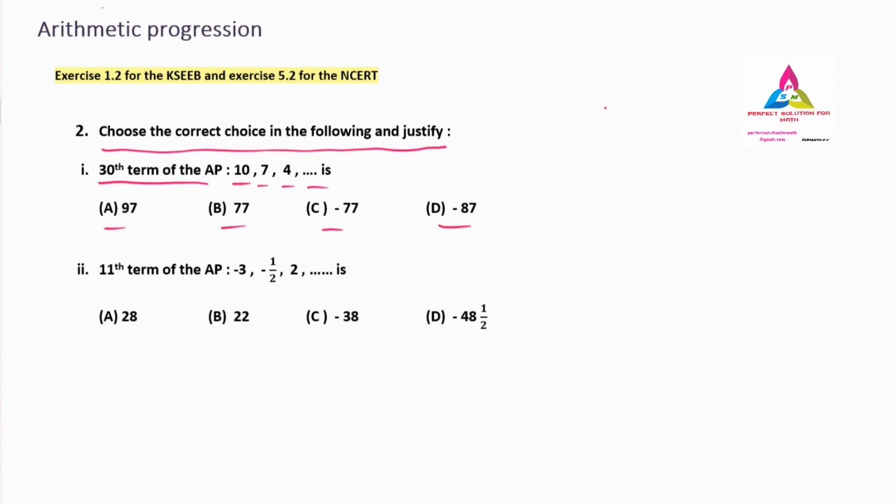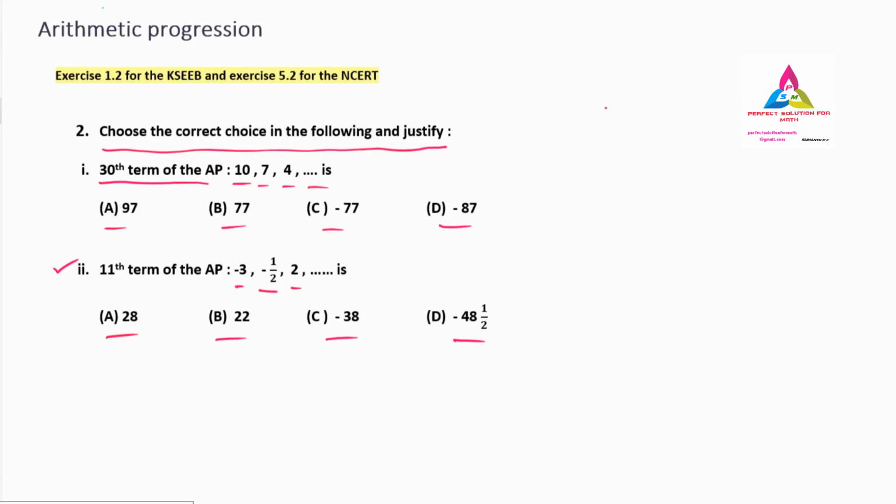In the second question, you have to find the 11th term of the AP. The AP is given as minus 3, minus 1 by 2, and next you have 2 and so on. Here you have to find the 11th term, and they have also given four options: A 28, B 22, C minus 38, D minus 48 and a half, that is minus 48 1 by 2.